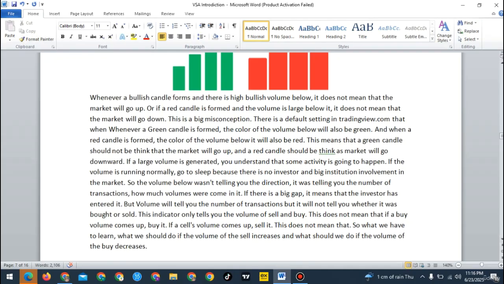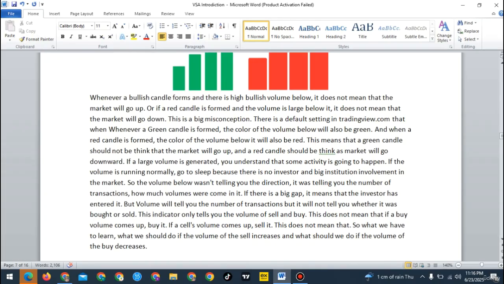If a large volume is generated, you understand that some activity is going to happen. If the volume is running normally, go to sleep, because there is no investor or big institution involvement in the market. So the volume below was not telling you the direction, it was telling you the number of transactions, how much volume came in. If there is a big gap, it means an investor has entered.